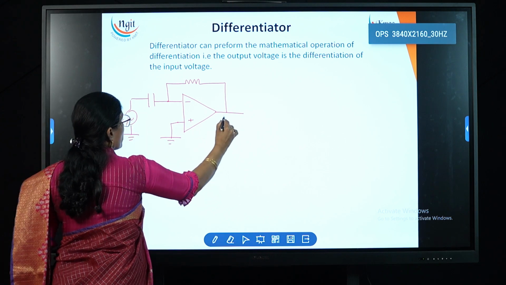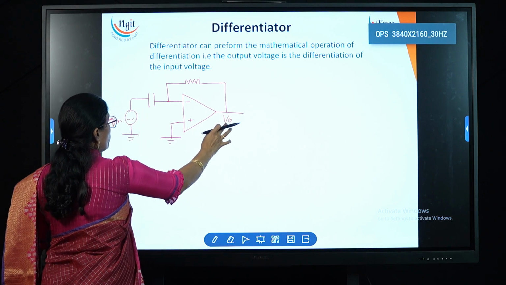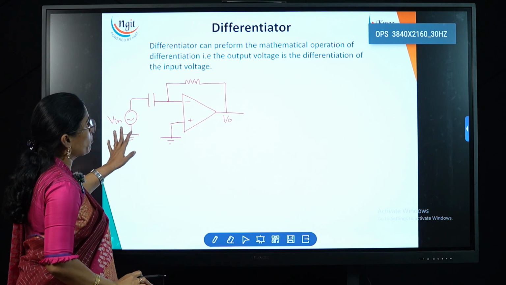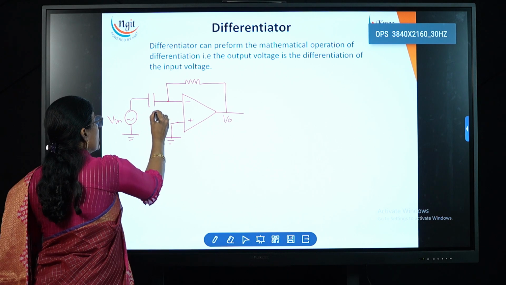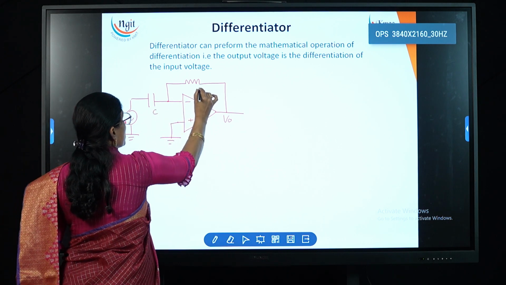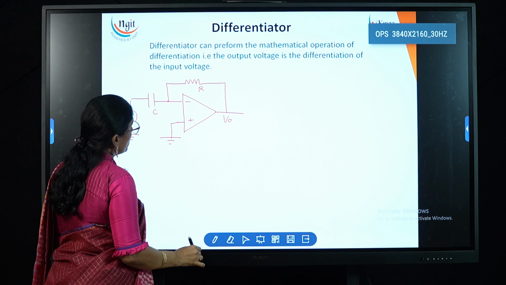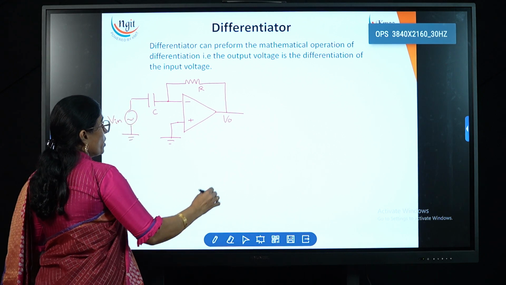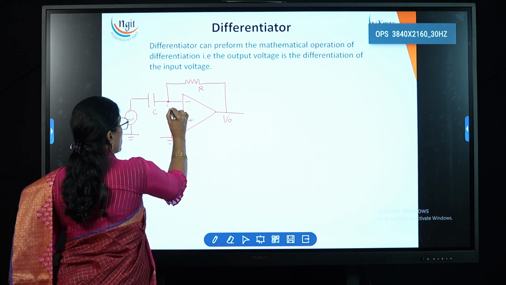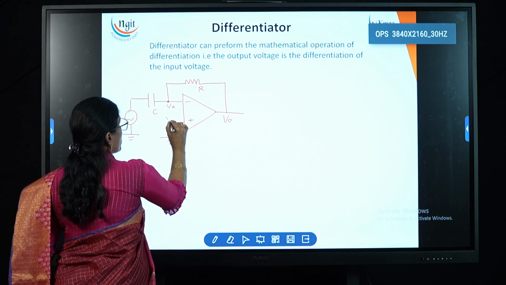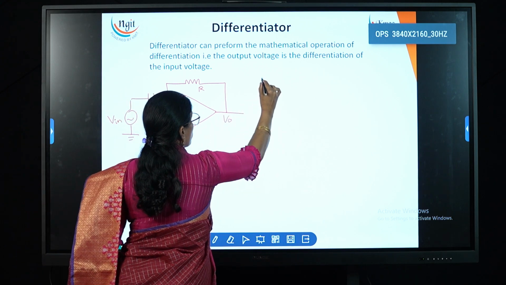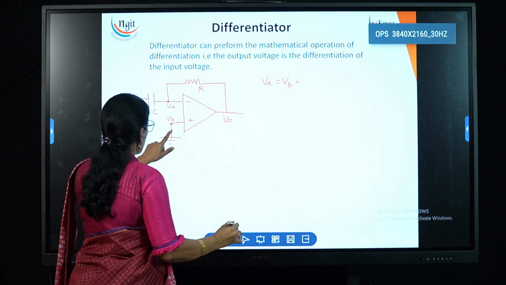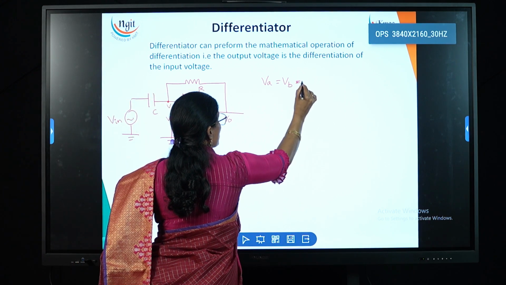Now the output, here we need to find out the output. The output is the differentiation of the input. It is directly proportional. We need to find out the constant. Here I am giving the capacitor the name C, and the feedback resistor is R. Now we need to find out the expression for this. I am taking this node voltage as VA, and this node voltage as VB, and we know the virtual ground concept, VA is equal to VB, where VB is connected to the ground, that's why VA also acts like a ground.